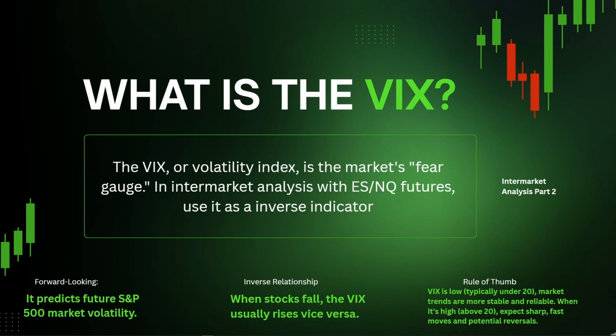So the next thing is going to be the inverse relationship. When stocks fall, the VIX usually rises, vice versa. That's the same thing I just said with the forward looking. It's just the inverse. Now, rule of thumb, when the VIX is low, typically under 20, the market trends are more stable and more reliable. When it's high, above 20, expect sharp turns and faster moves and potential reversals.